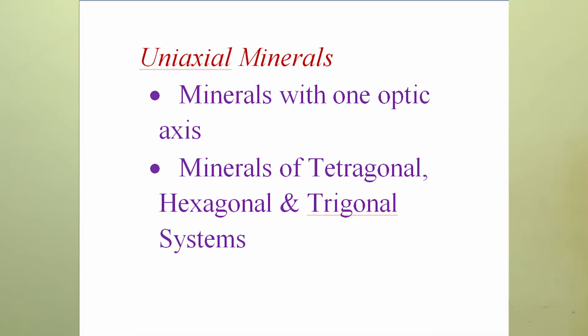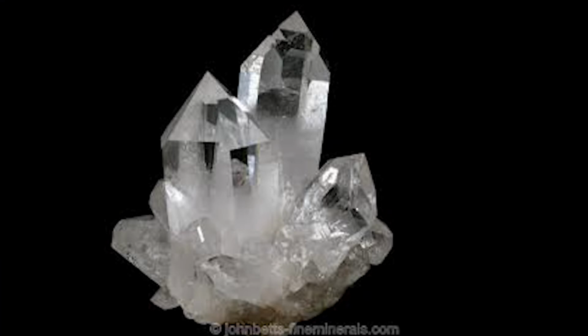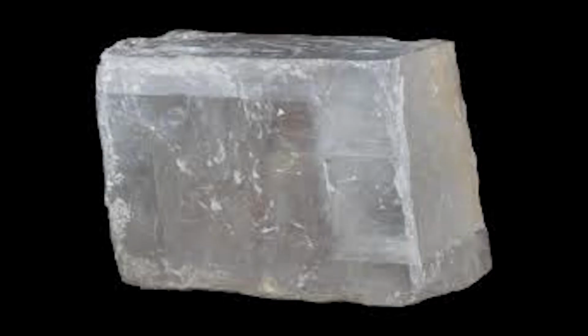Now among the anisotropic minerals, what are uniaxial minerals? Tetragonal system, hexagonal system and trigonal system. All these minerals come under uniaxial minerals. Tetragonal system: zircon, cassiterite, etc. Hexagonal system, you know, quartz. And the trigonal system, the most important, calcite. All of us know how much value calcite has in optical mineralogy, the Iceland spar variety of calcite.